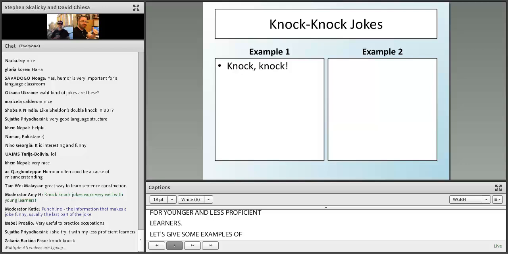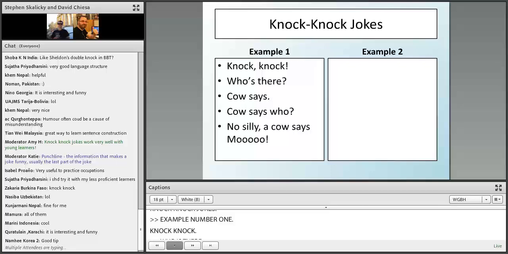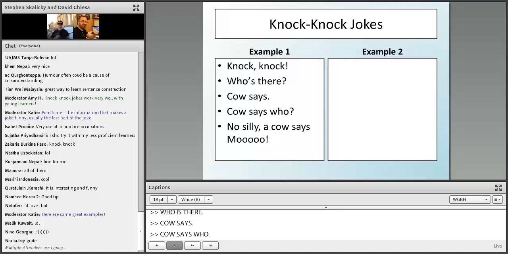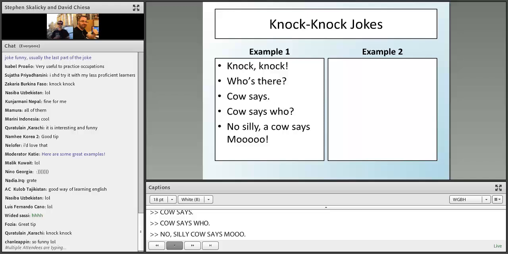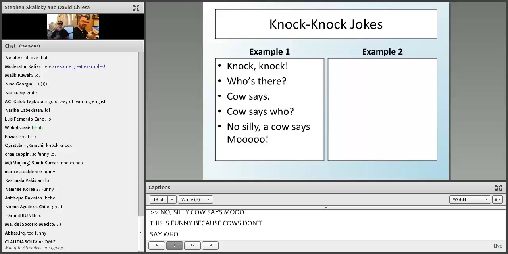Example number one. Knock-knock. Who's there? Cow says. Cow says who? No, silly. Cow says moo. This is funny because cows don't say who. Their sound is more moo. And so it's a play on the sound.